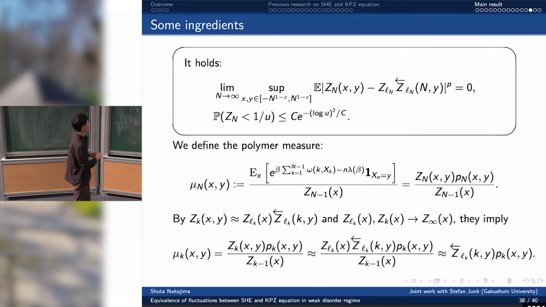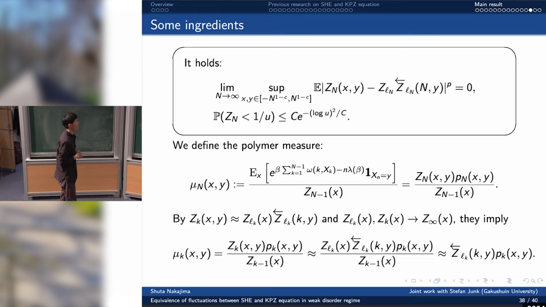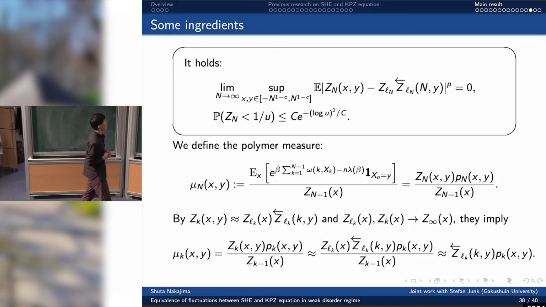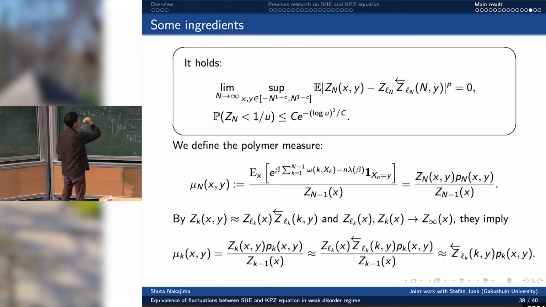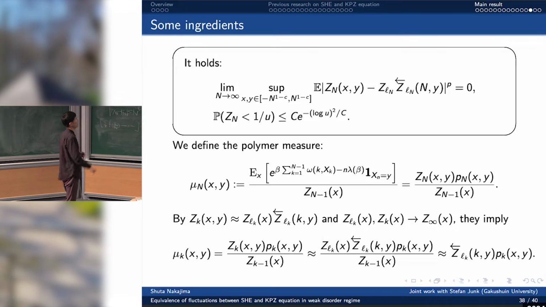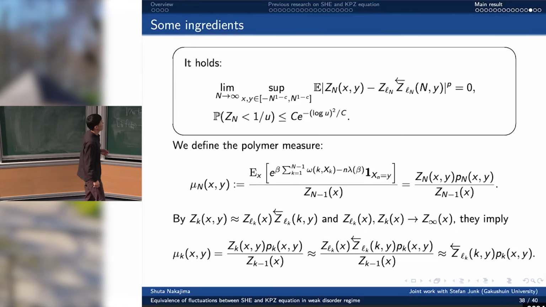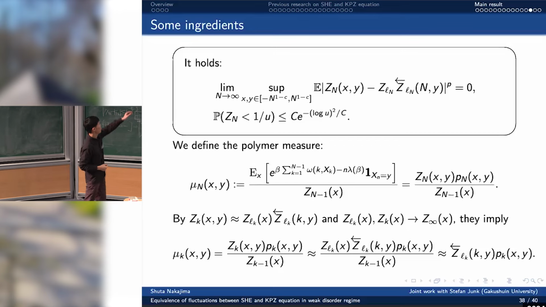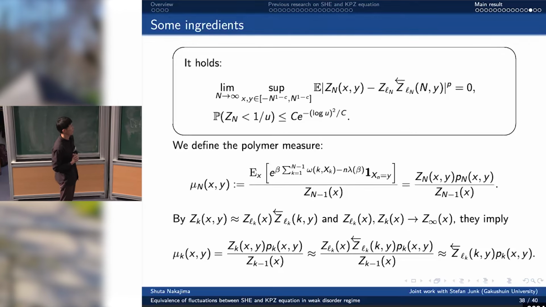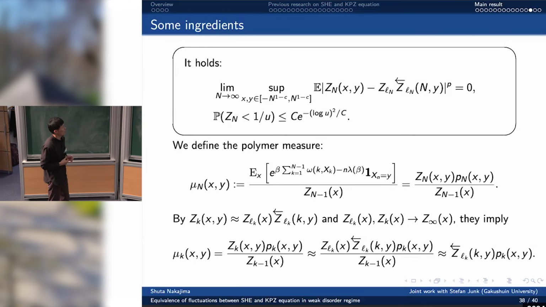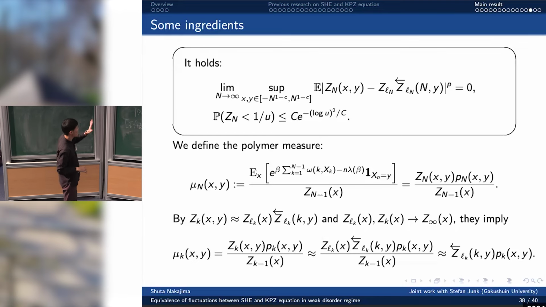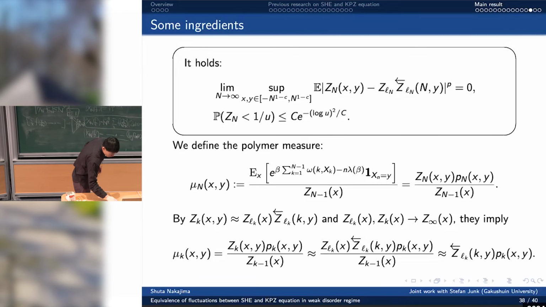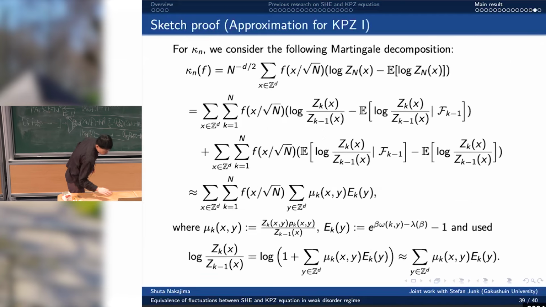And by the local limit theorem, zk is approximately a product. And zlk and zk converge to the same object. So first, zkxy is replaced by zlkx and zlkky. Second, zlkx and zk minus x can cancel, because they converge to the same limit. So somehow we have this expression. This is an important consequence of the local limit theorem. And using this, it's not that difficult to convince you that KPZ fluctuation is equivalent to SH fluctuation.